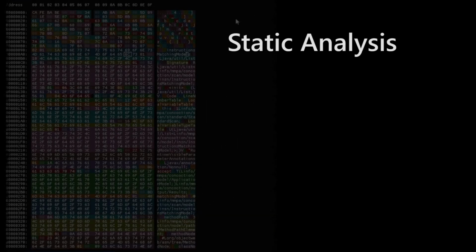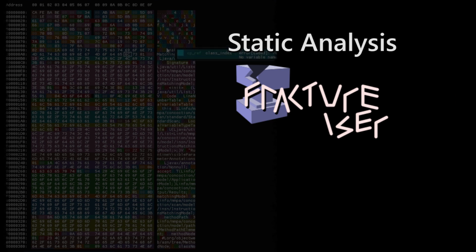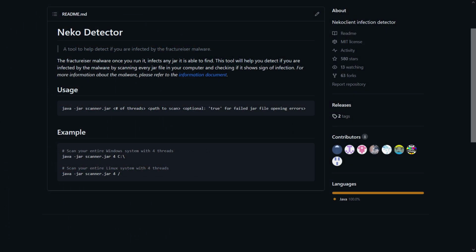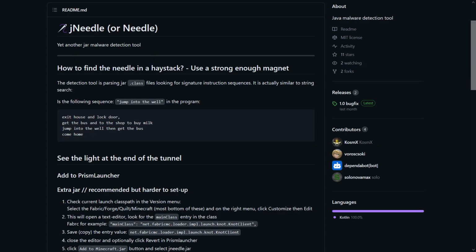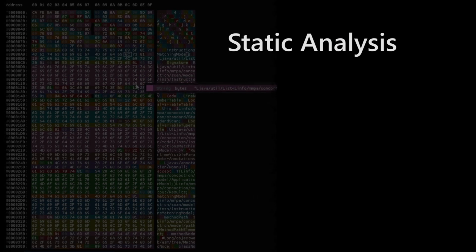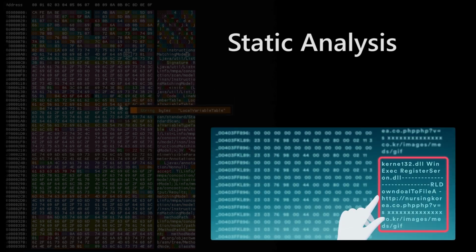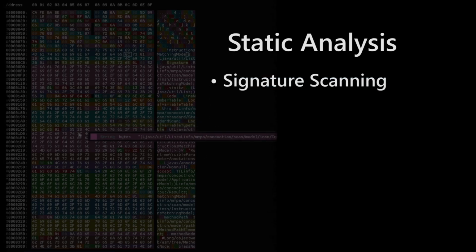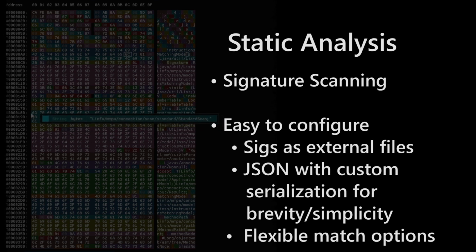The static analysis will basically be the amalgamation of different tools that we've made throughout the campaigns of Fracturizer. So tools such as netcode detector, JSUS, JNeedle, and I think those are really the big three that we're looking at. But anyways, those all are static signature scanning based tools, and we're going to be taking what we've learned working with those and trying to incorporate them into a single bundle in a way that is easy to configure for different users of different environments.